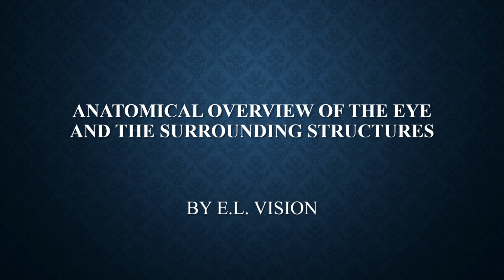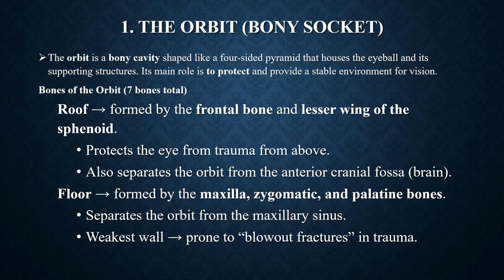We will begin with an anatomical overview of the eye and the surrounding structures. The first one is the orbit of the eye, or the bony socket. Now the orbit is a bony cavity, like a four-sided pyramid that houses the eyeball and its supporting structures. Its main role is to protect and provide a stable environment for what?